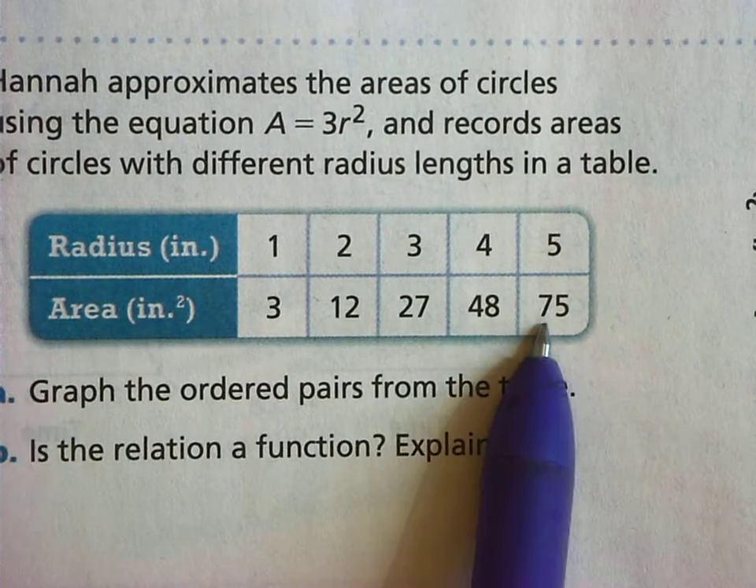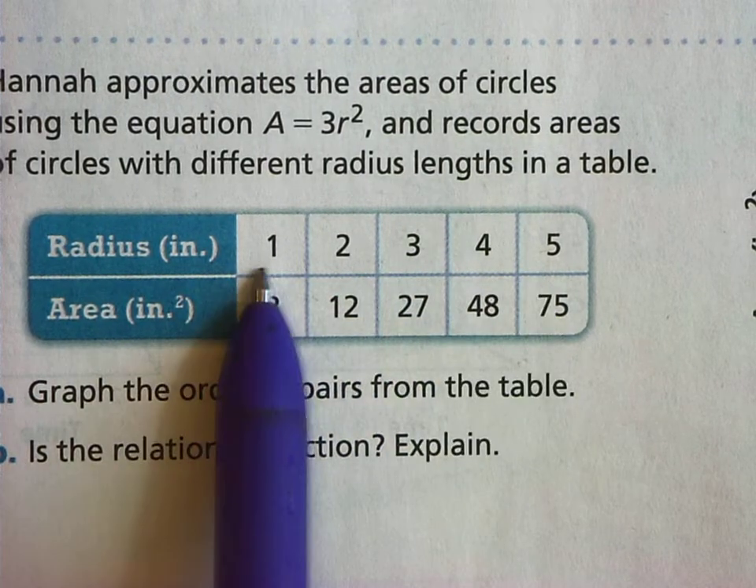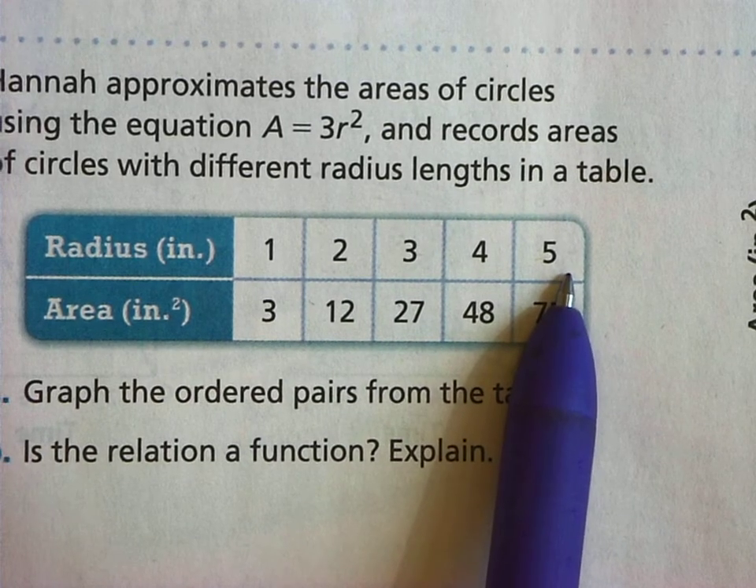Okay, so let's take a look at this one. We have this table. 1, 2, 3, 4, 5. So each x value only shows up one time. And so this is a function.